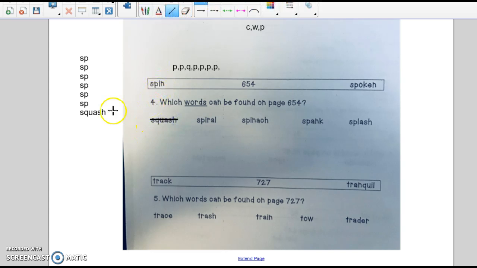And we need to look at our third letters in spin, spoken, spiral, spinach, spank, and splash. So in spin we have an I, spoken we have an O, spiral we have an I, spinach I, spank has A, splash, be careful, the third letter is an L, okay? So basically we are looking at I, O, A, and L. Well, our first word is going to be S-P-A-N-K, spank.